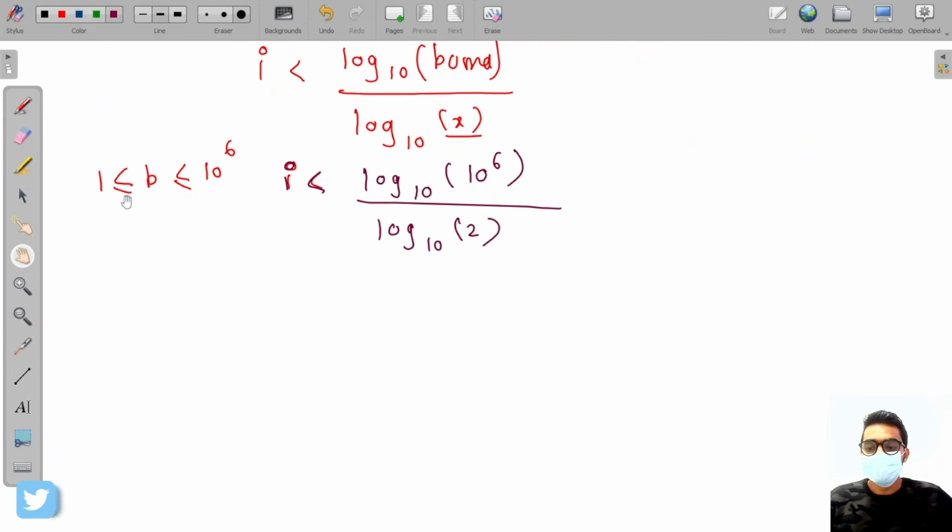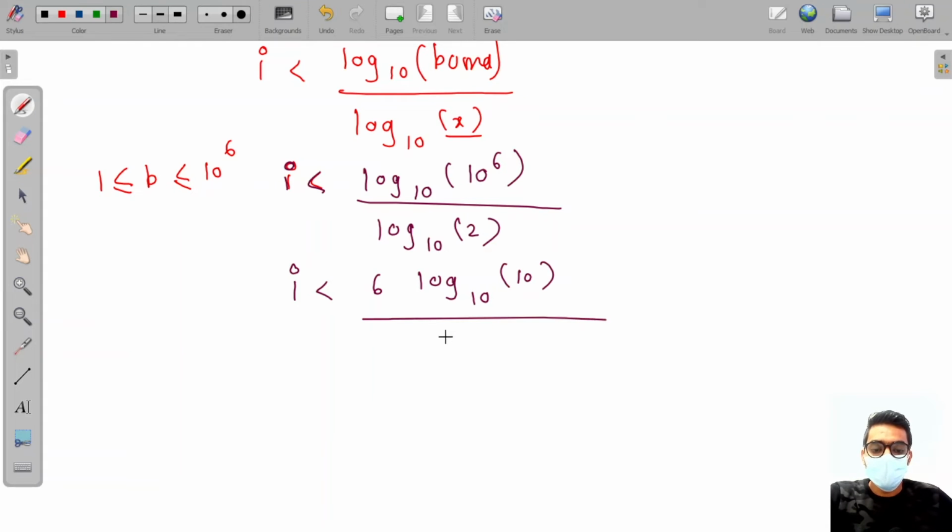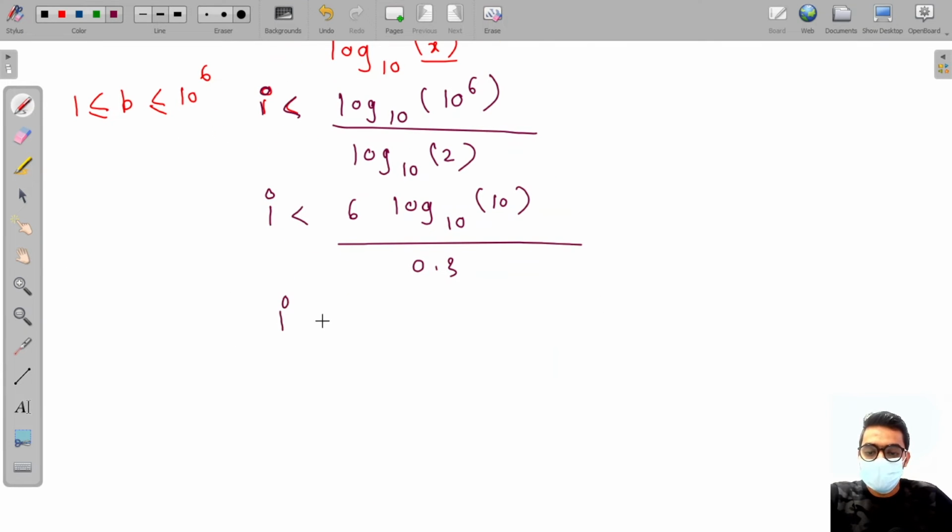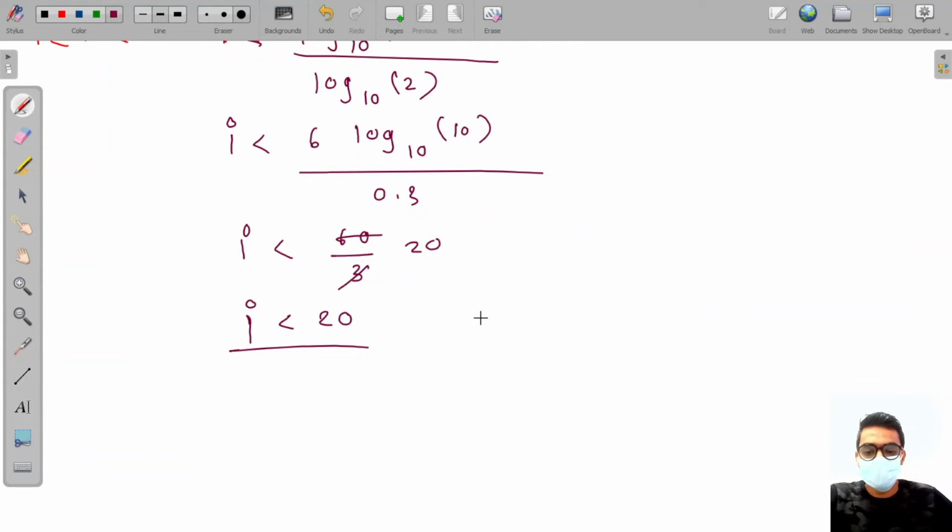So now we are solving this equation. The value of log of 2 to the base 10 is somewhere around 0.3. So we are taking the approximate value here. i is less than 6 on this side, log to the base 10 of 10 divided by 0.3. This is the approximate value, not a final value. Now let's solve this. This is 60 divided by 3, which gives 20. So at this point i is less than 20. Similarly, if we solve for j, j is also less than 20.